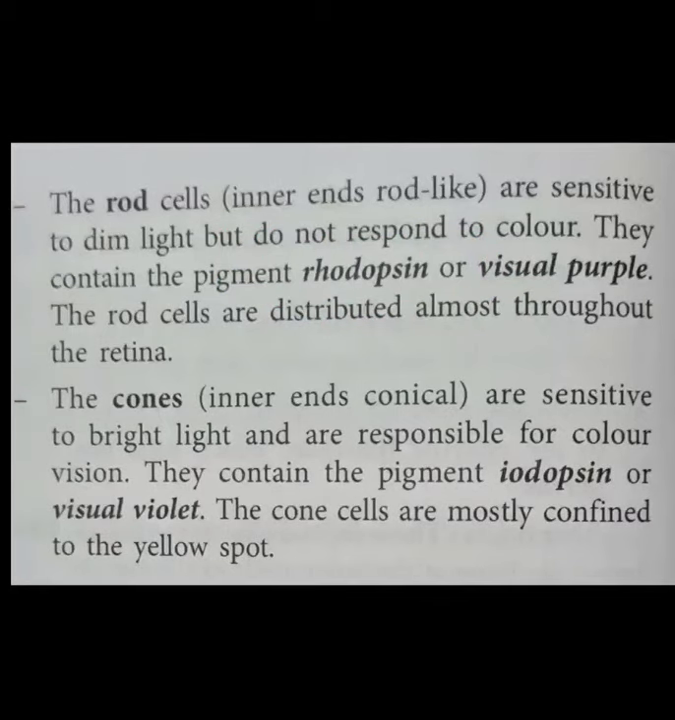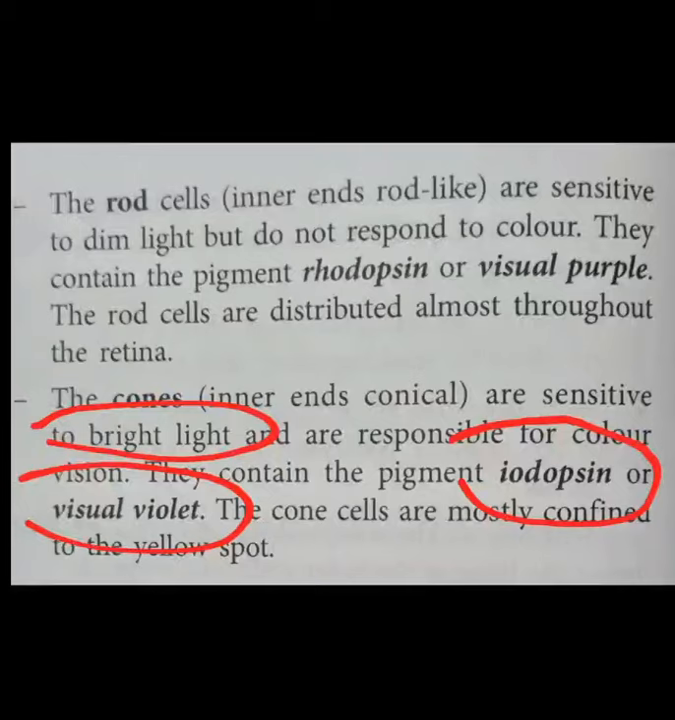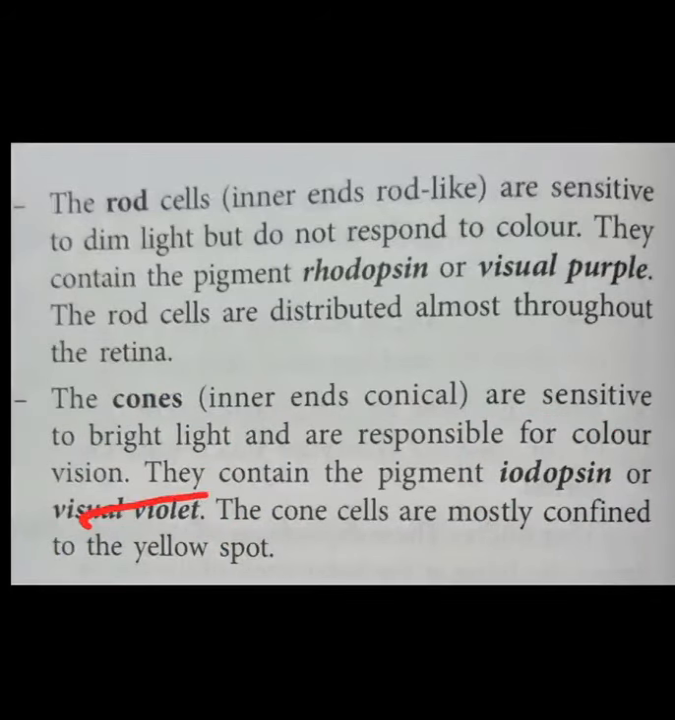The other type of photoreceptors are cones. Cones, as they are conical in shape, are sensitive to bright light, and they are also responsible for our color vision. Means they also help us to see the color of the object. They contain a pigment, iodopsin, or another name for iodopsin is visual violet pigment. These cones are confined to one place in our eye, and the place where these cones are present is called the yellow spot.